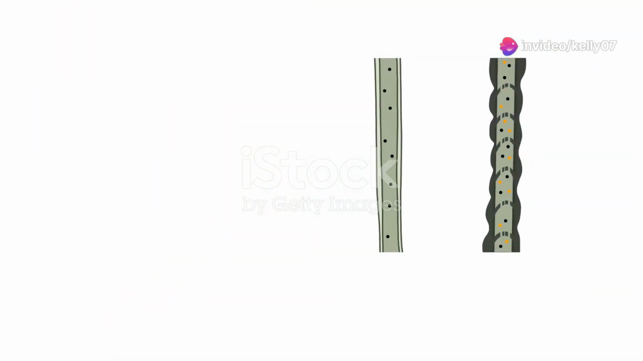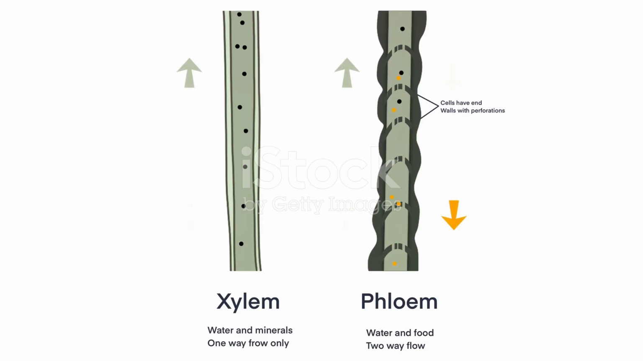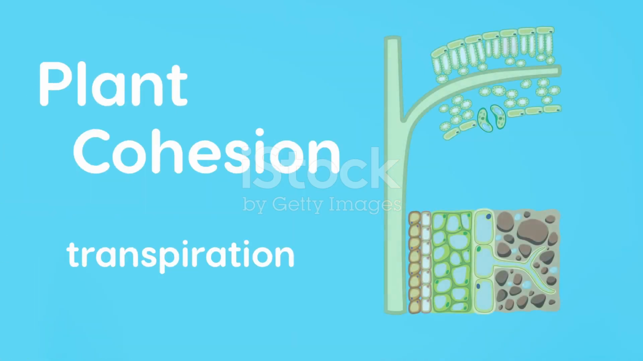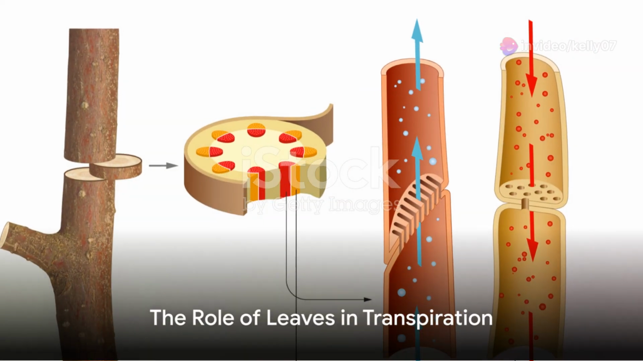As water moves from the roots, it travels through the xylem vessels, akin to tiny straws running the length of the plant. This movement relies heavily on capillary action, where the cohesive properties of water molecules allow them to stick together and climb upwards against gravity. The journey doesn't end here.